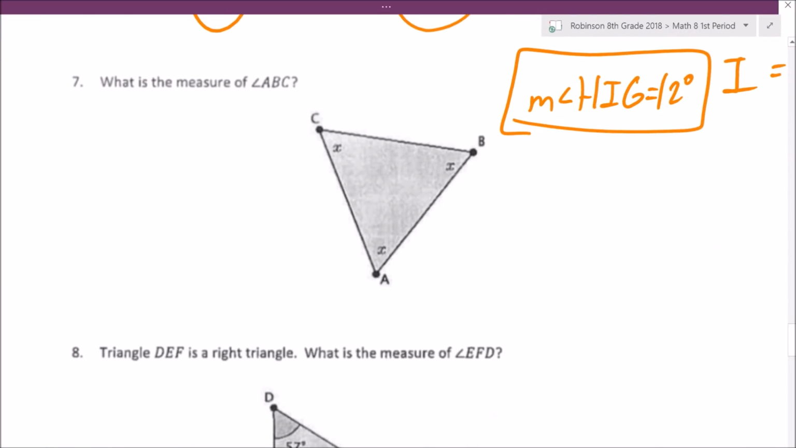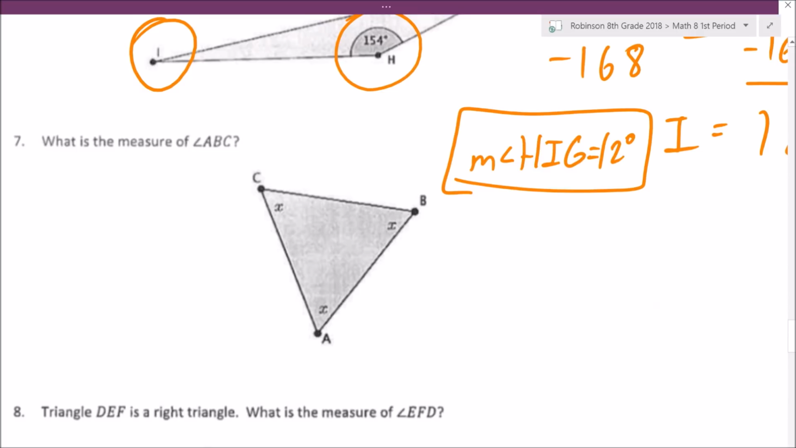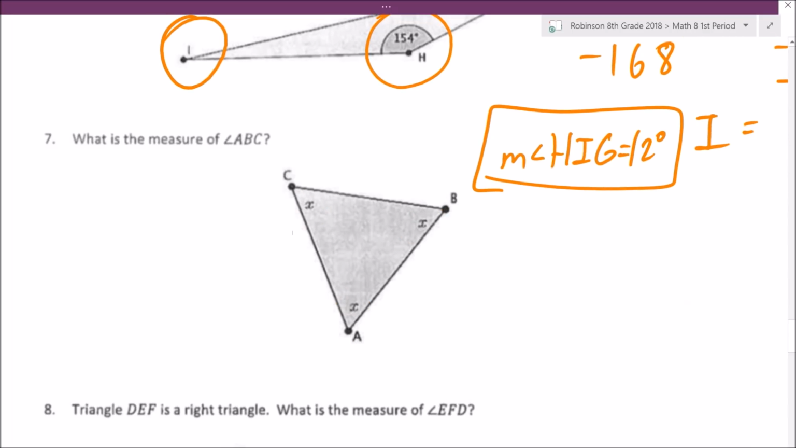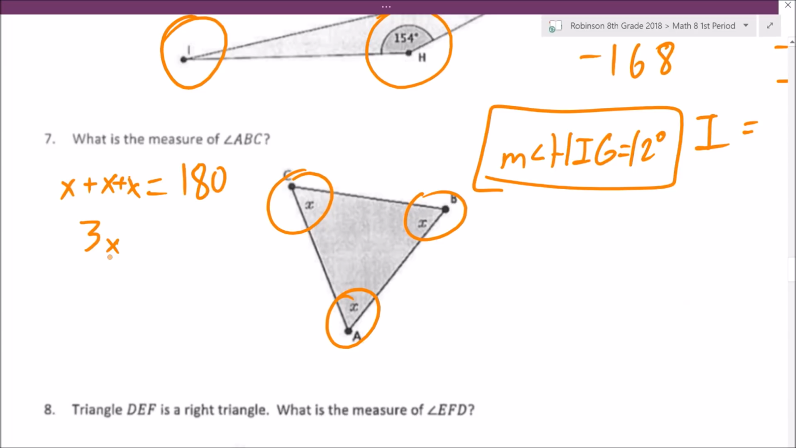Next one. What is the measure of angle ABC? This one's a little bit weird. It says all of the angles are worth X. So let's just set it up. This bottom one is worth X. This one is worth X. And this one is worth X. We're adding those together and they equal 180. I can combine my like terms. That makes it 3x, still equal to 180.